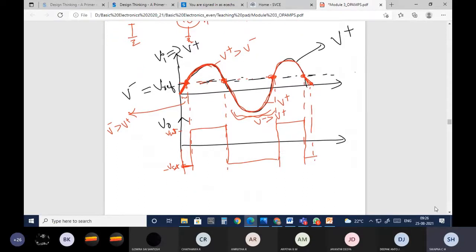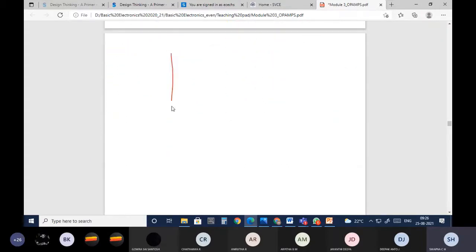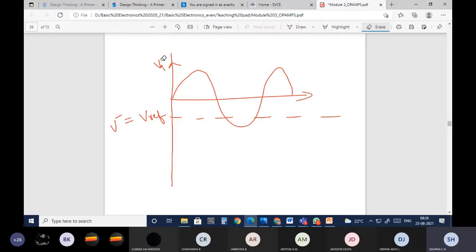Okay, so this is for the non-inverting comparator. Yesterday I asked you to plot it for one particular case where my reference voltage is negative. So V reference is given to the inverting terminal, and this complete waveform Vi corresponds to V plus, in the sense that it is provided to the non-inverting terminal. Okay, so again here we need to plot the output waveform.